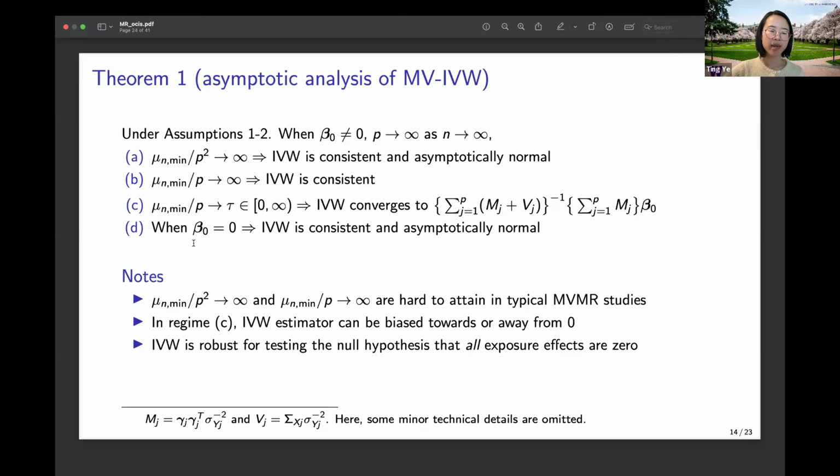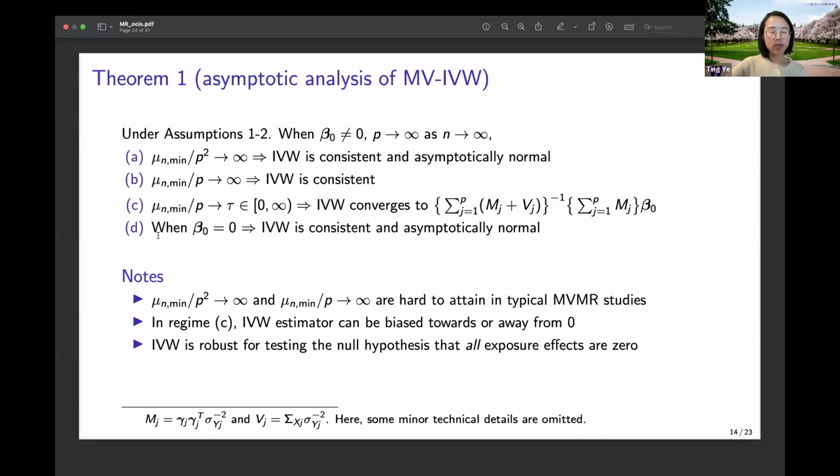And when beta 0 is equal to 0, then the IVW is consistent and asymptotically normal, as long as P goes to infinity. So this is saying that regimes A and B are very hard to obtain in typical MVMR studies. They require IV strength that is unachievable in a lot of MR studies. So this explains why in practice we can often observe weak IV bias in MVMR studies.